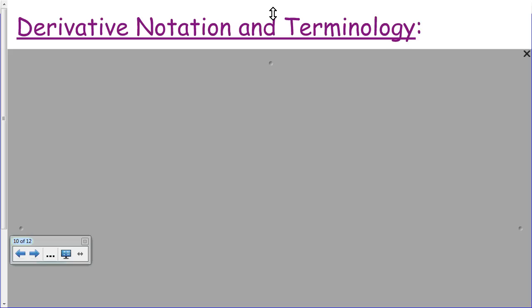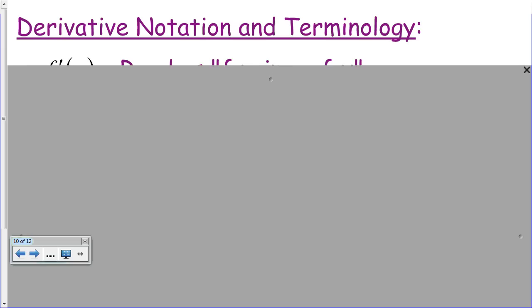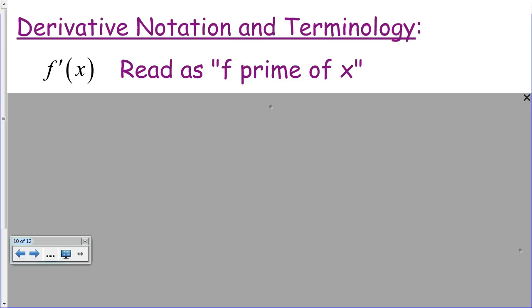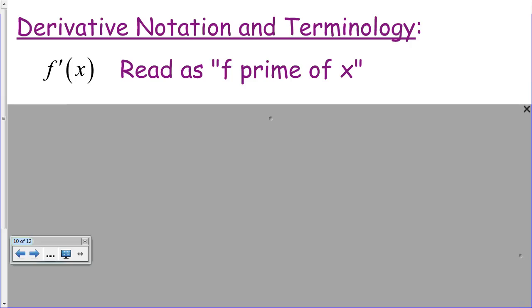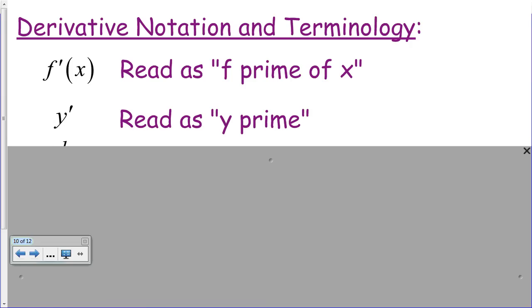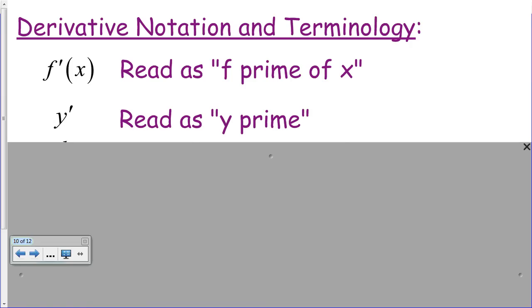There are several ways that we can indicate that we are finding a derivative. And the first one that you've seen and used several times now is just f prime of x. We read that as f prime of x, or sometimes we say f prime at x. We'll use f and then a single quote, and then in parentheses we put our x. That's one way to write it. Sometimes they give you a function that's in terms of y equals something. So in those cases, instead of saying f prime of x, we would say y prime.